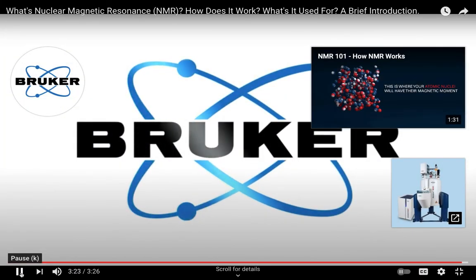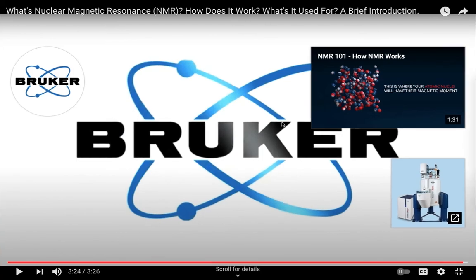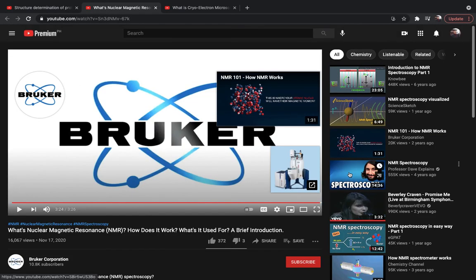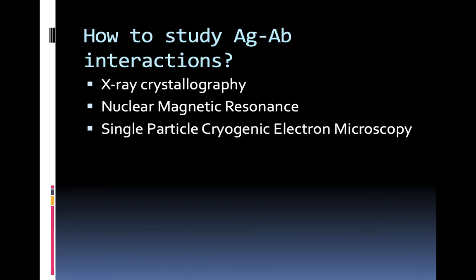Okay, so, as applied in studying antigen antibody interactions. So NMR, nuclear magnetic resonance, is the technique where we study the differences in the NMR spectra before and after an antigen is bound to an antibody. So that's how we use NMR in structural studies of antigen antibody complexes.